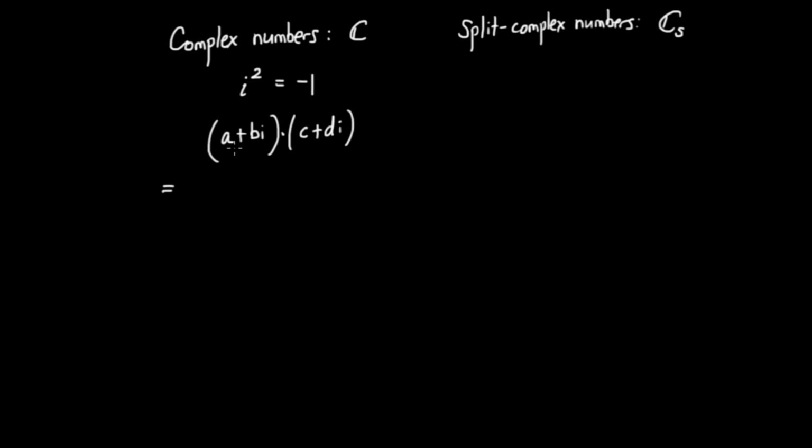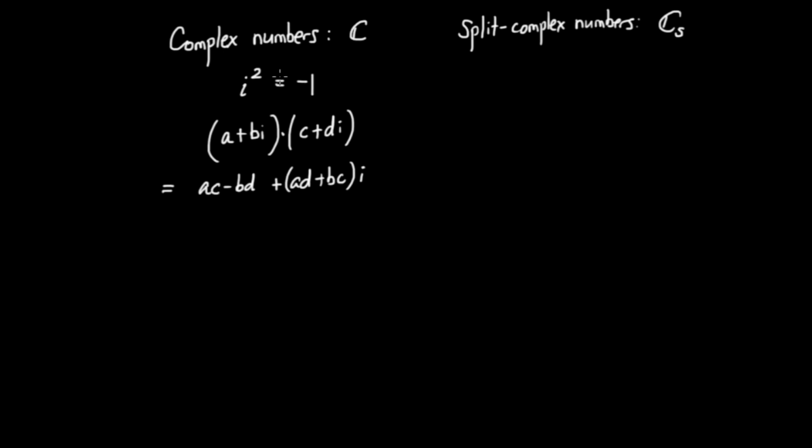That is, when we multiply out two complex numbers, a plus bi and c plus di, we arrive at the following formula: ac minus bd plus (ad plus bc)i. And this is the new complex number that results when multiplying two complex numbers. And that's all made possible by this i squared equals minus 1 property.